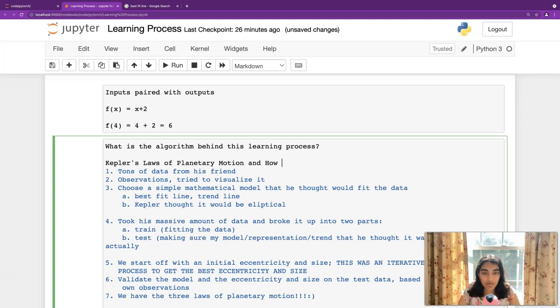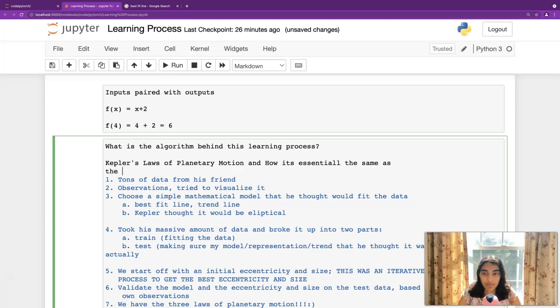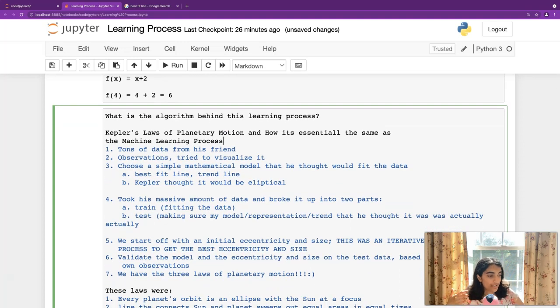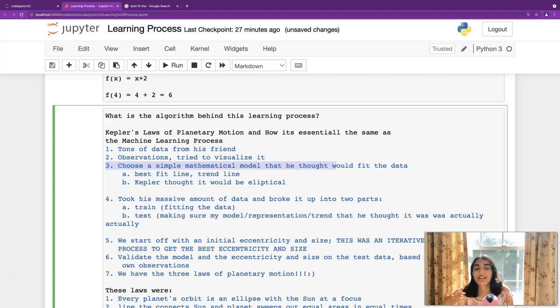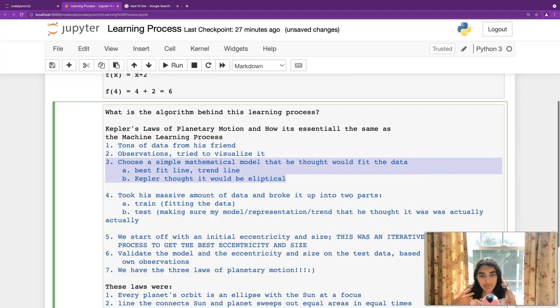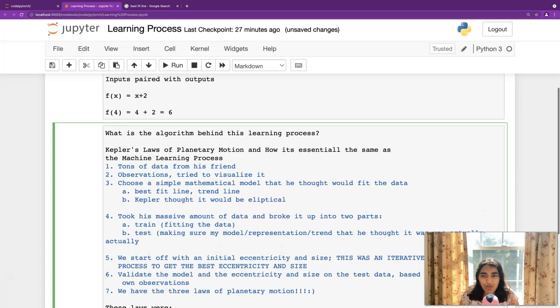Motion, and how it's essentially the same as the machine learning process. Okay, so we'll talk about each of these steps in detail in our next few videos, and we'll start off with our data and gathering data and visualizing it and things like that. Then we're going to be moving on to the neural network part, the interesting part, and we'll learn more about that then.